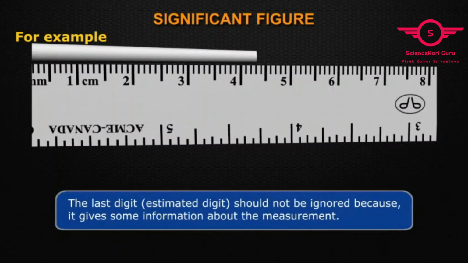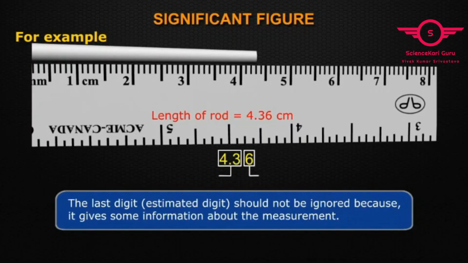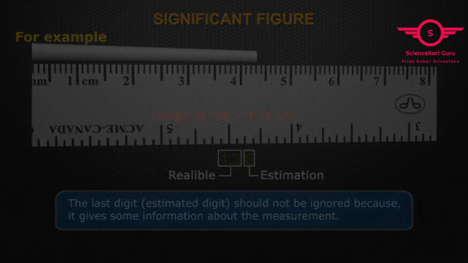Now, measure the length of the rod with a scale graduated in millimeter. In this case, the length of the rod is 4.36 centimeter. Here, the digits 4 and 3 are reliable digits, but the digit 6 is an estimation. The last digit, the estimated digit, should not be ignored because it gives some information about the measurement.